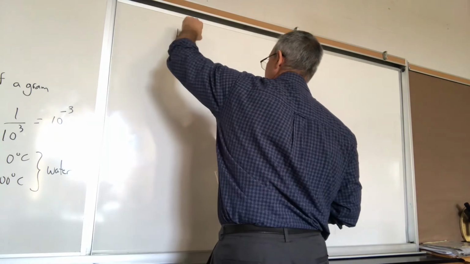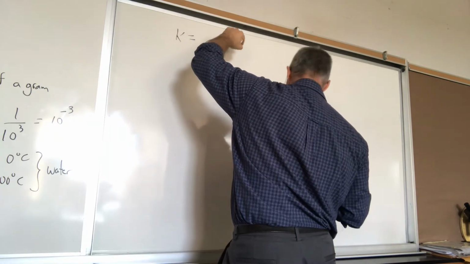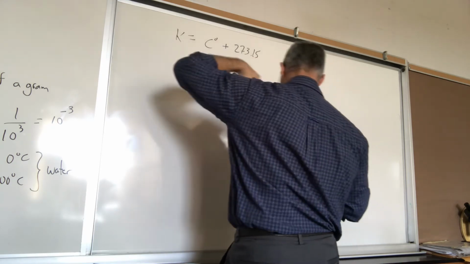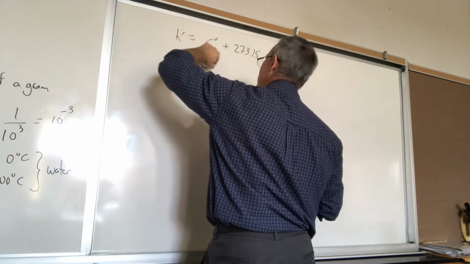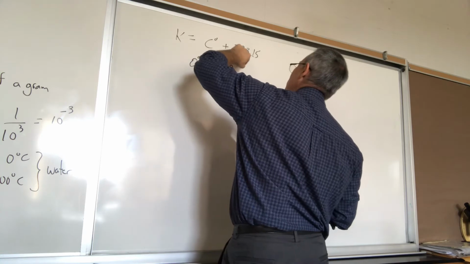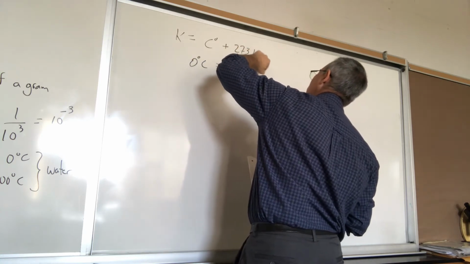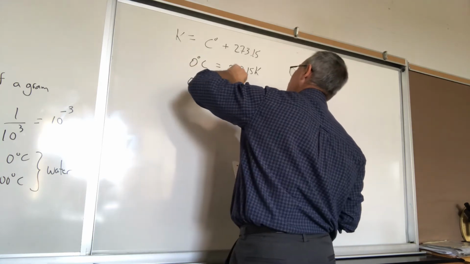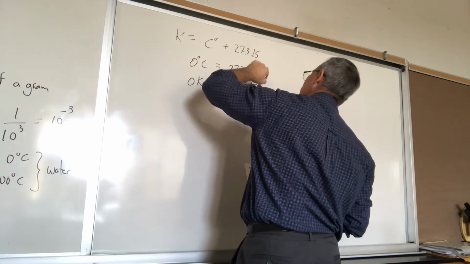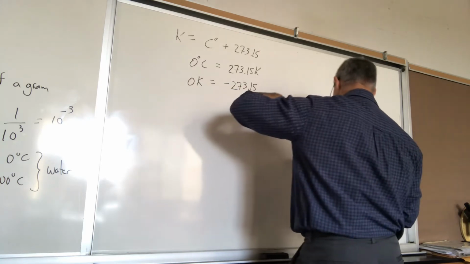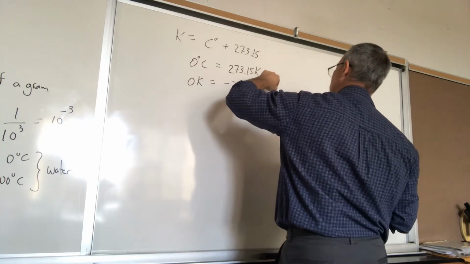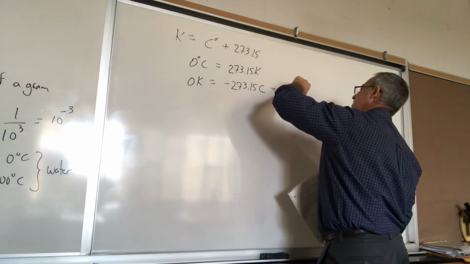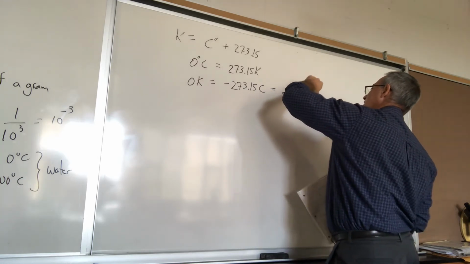Kelvin is equal to the degrees Celsius temperature plus 273.15. So 0 degrees Celsius equals 273.15 Kelvin, and 0 Kelvin equals negative 273.15 Celsius. And it equals absolute zero. So you can't get colder than that.